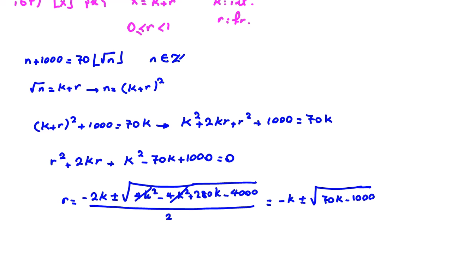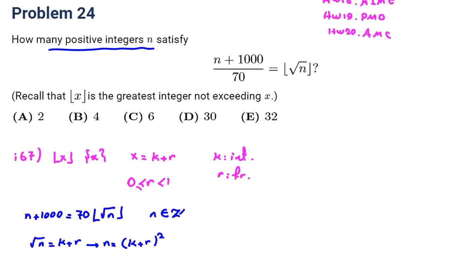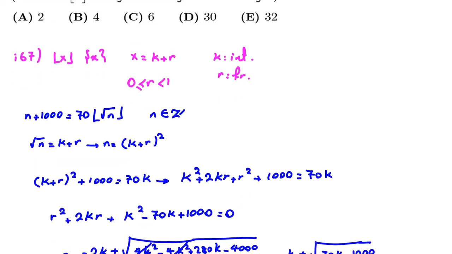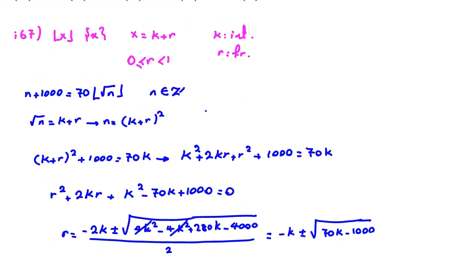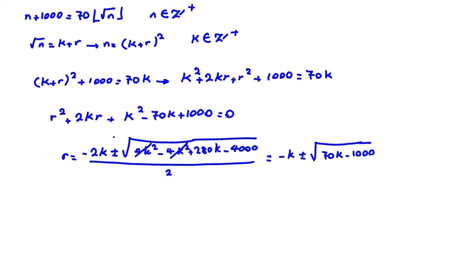At first, because we know k is a positive integer. Because n is a positive integer and the square root of 1, the first one, k is 1. So because n is a positive integer, k is also a positive integer, because the square root of n is at least 1. And r we know is from 0 to 1, at least 0. So if you select minus, then minus k minus a number like this will be bad. Okay?